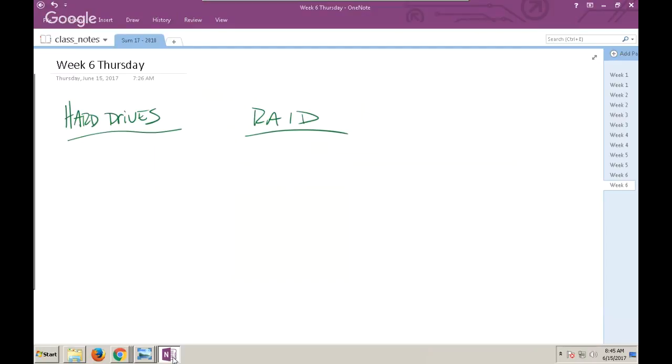All right, let's talk about RAID. RAID is an acronym that stands for Redundant Array of Independent Disks. Okay, redundant array of independent disks.